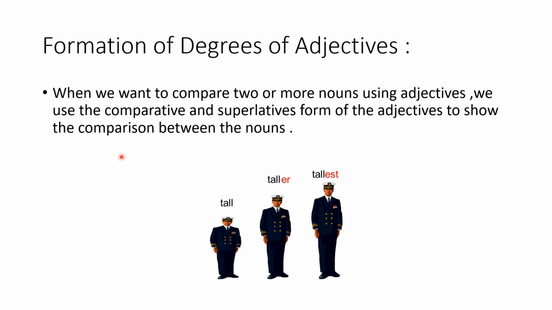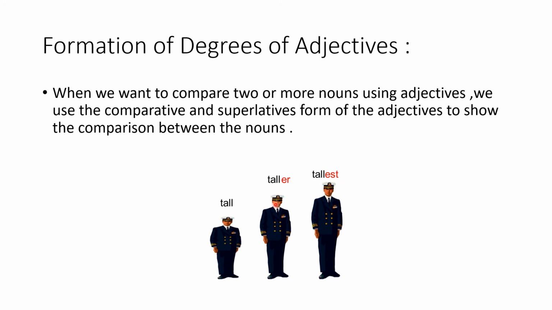Yes, when we compare two or more nouns, in that case we use degrees of comparison. In this picture, it can be clear to you. Suppose this person is tall, but the second one is taller than this person. He is simply a tall person, but the second one is taller than this. The third one is the tallest, the tallest among them. So in that case, we are using the superlative degree.